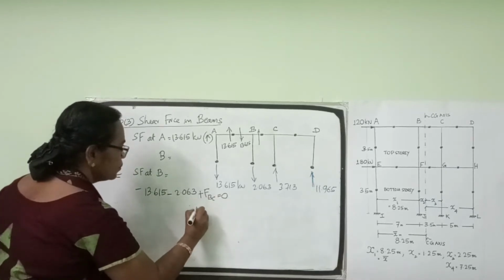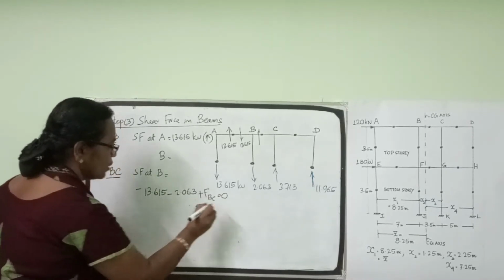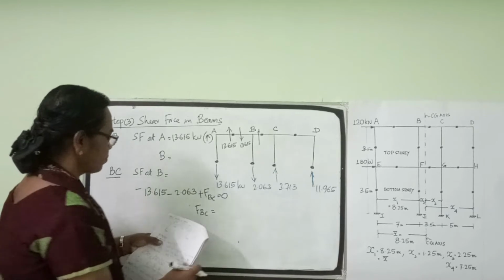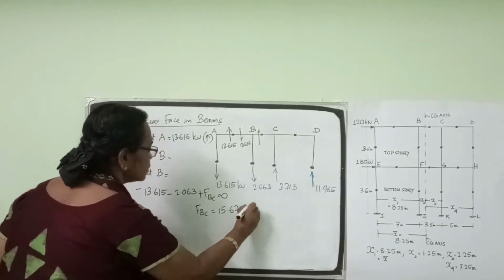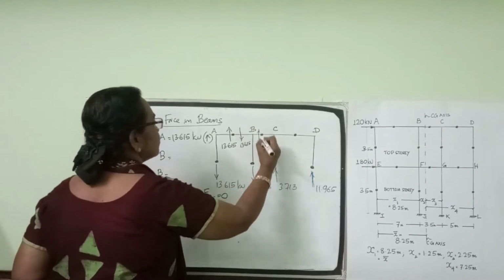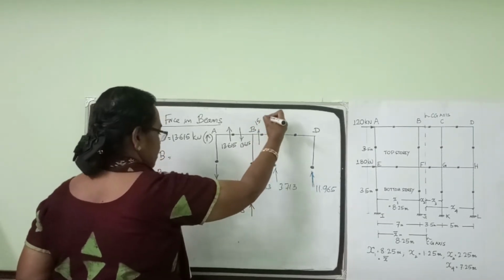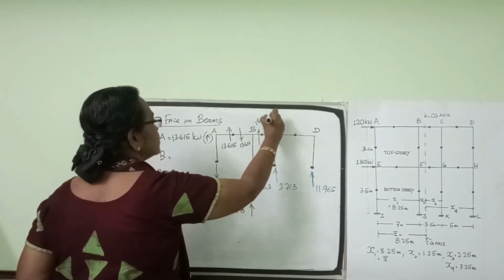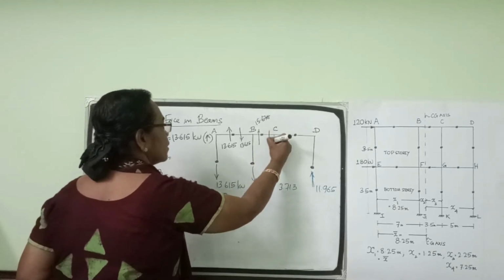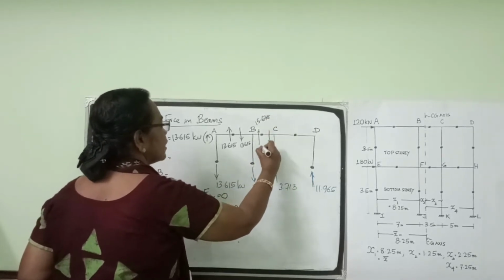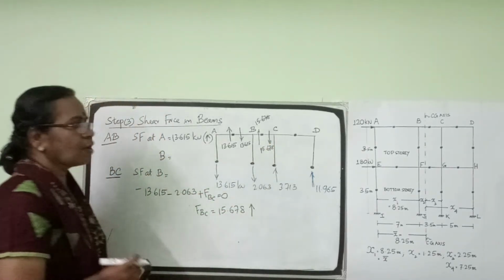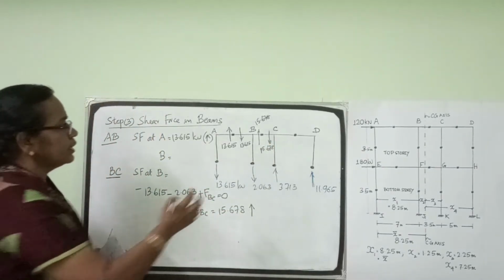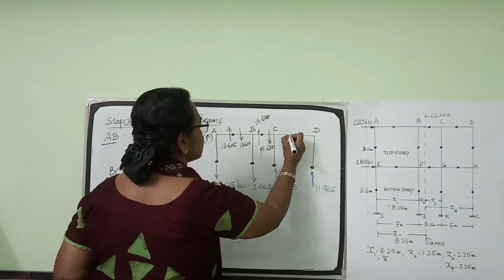This will give you the shear force in BC equal to 15.678. So at this end it is 15.678, and this should also be 15.678 downward. Similarly, come to this joint C.